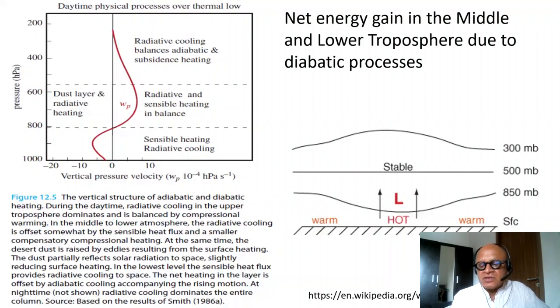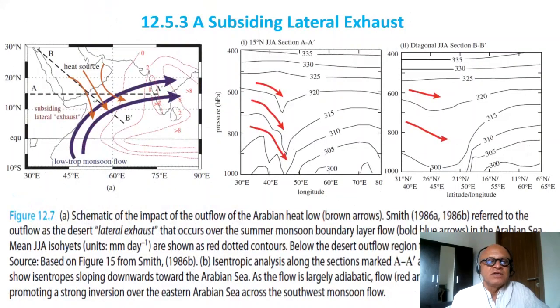Okay, these can create some unique situations as well, and this is showing one of those. This is called a subsiding lateral exhaust. Essentially, the heat low that's getting created over the Saudi Arabian region here is going to get lost laterally into this Western Arabian Sea. So even though it's air originating on the desert, it ends up actually modifying the moisture, the cloudiness, and so on here that actually affects the monsoon as well.